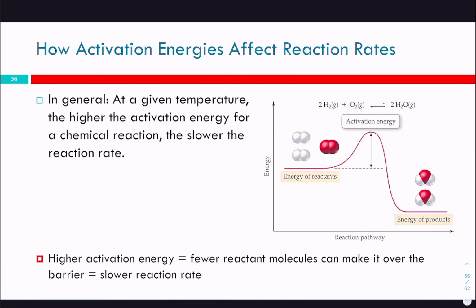So if this is our reaction pathway, you think of the origin here as where nothing has happened, and then the ending over here is where we get our products. So for any given temperature, the higher the activation energy for a chemical reaction, the slower the reaction rate. If the difference between the energy of the reactants and the activation energy gets larger, it's a larger barrier to overcome before you can roll down the hill on the other side to get to the products.